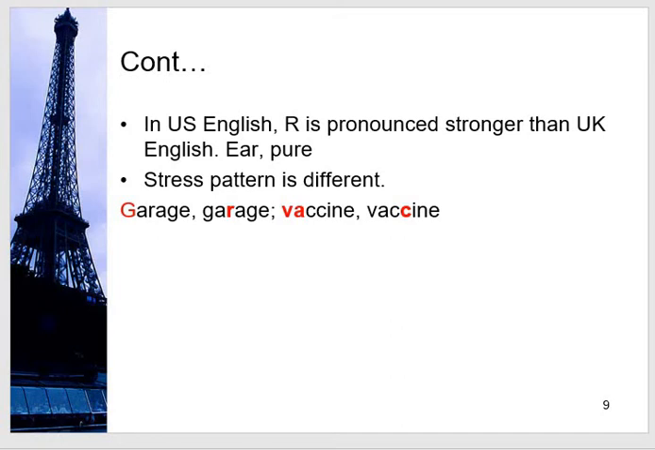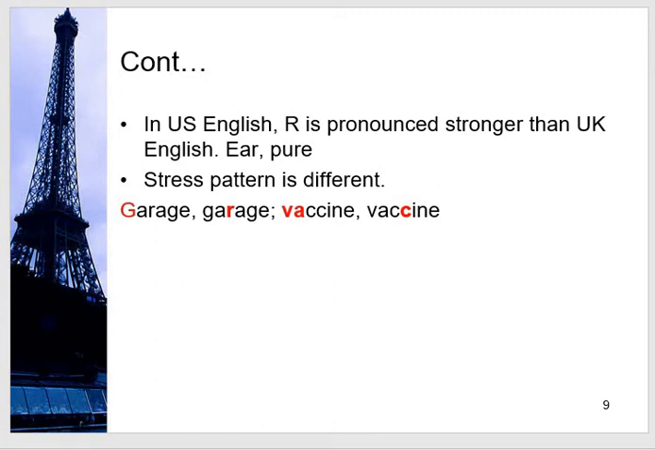Suppose read, R-E-A-D. After R there is an E sound, a vowel sound, so R will be spoken. If after R there is a consonant sound, they don't pronounce it. On the other hand, Americans clearly pronounce the R sound. So this is the difference. Like Americans pronounce EL, pure.